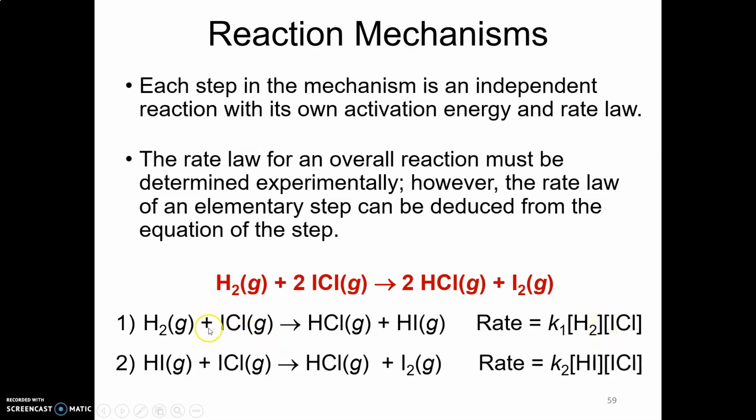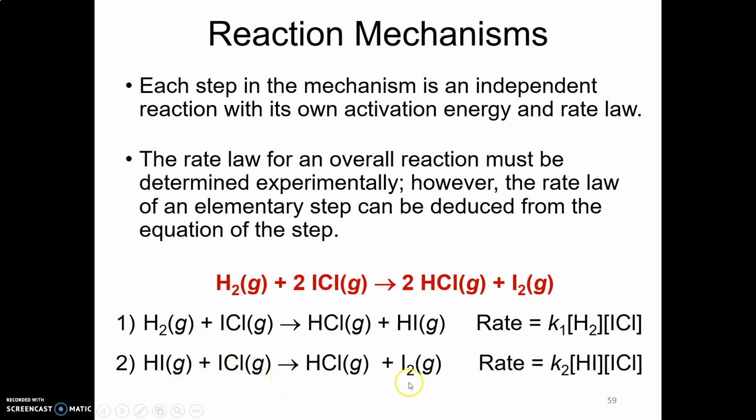ICl is the same way, times the concentration of ICl. Again, no coefficient, so it's raised to the first order. And then the second one is exactly the same way. Rate equals k times the concentration of HI times the concentration of ICl.